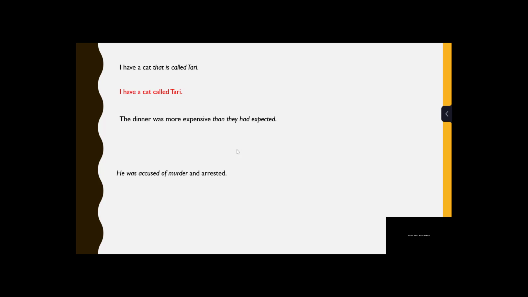Next, the dinner was more expensive than they had expected. I can say the dinner was more expensive than expected. Okay, and this is passive use. He was accused of murder and arrested. Accused of murder, he was arrested. More examples like this: She was shocked by the bad news and burst into tears. Shocked by the bad news, she burst into tears.